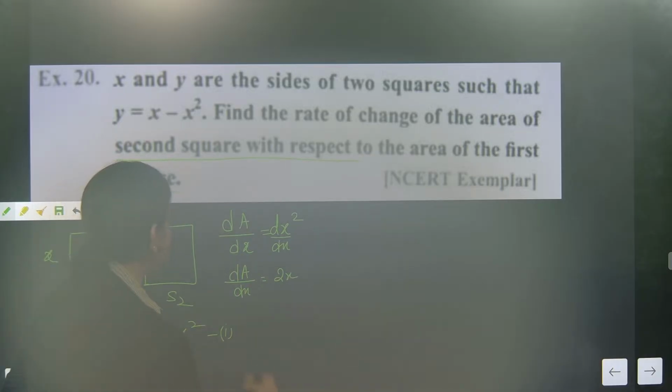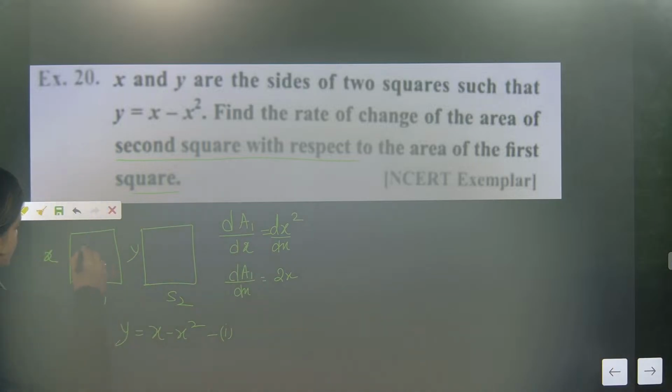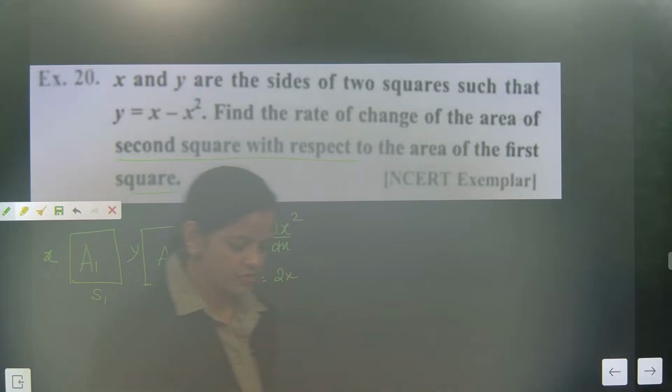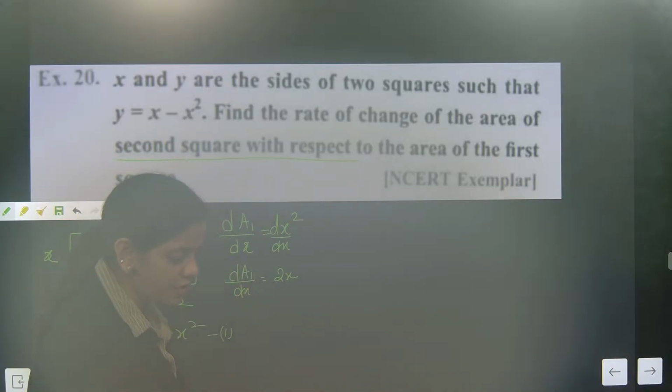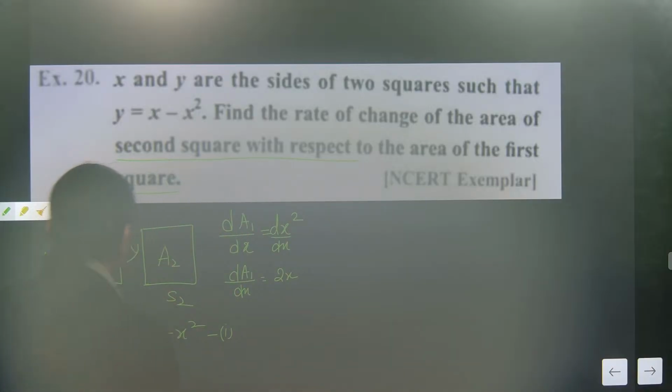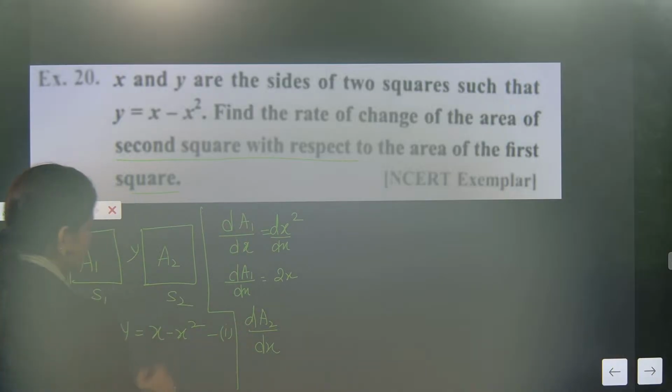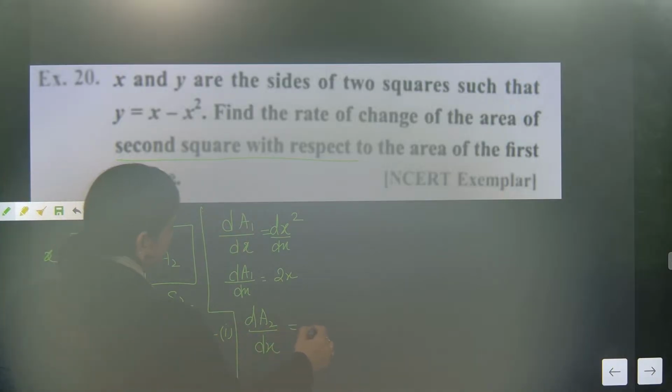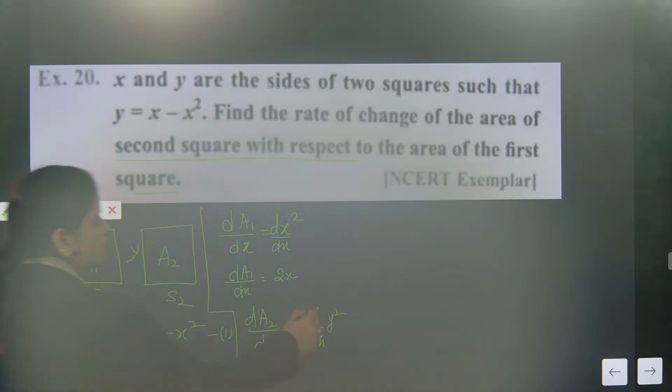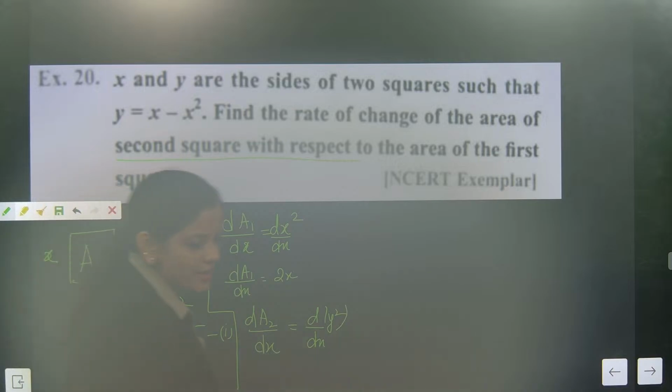Done. Now this is for the first one. Now we are getting the area for the first square, A1, and the area for the second square is A2. Now we are going to find the area for the second square. Again we are going to differentiate it with respect to x, because here y square will come. Differentiation of y square, because the area of the square is side square.